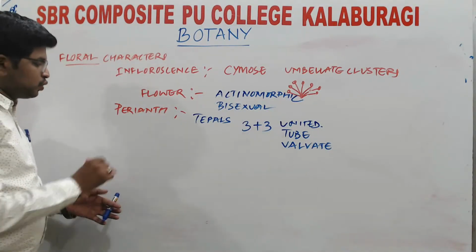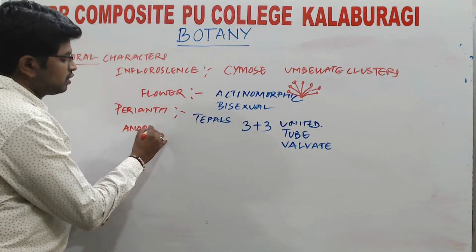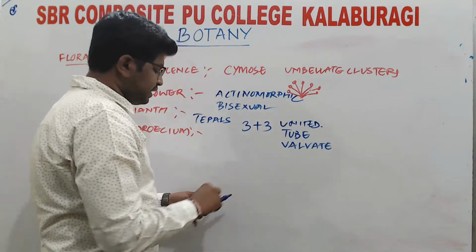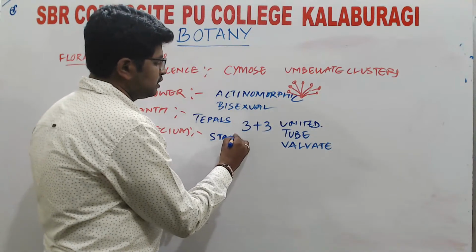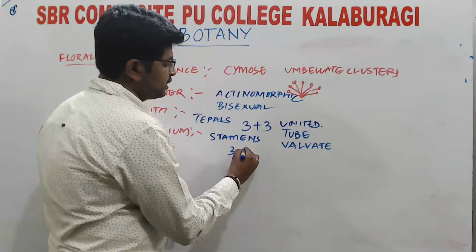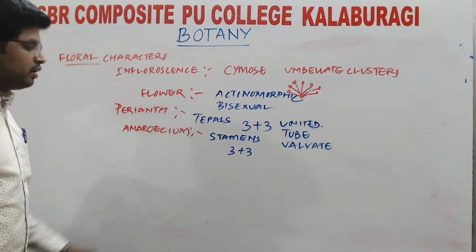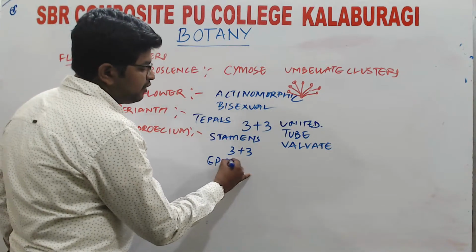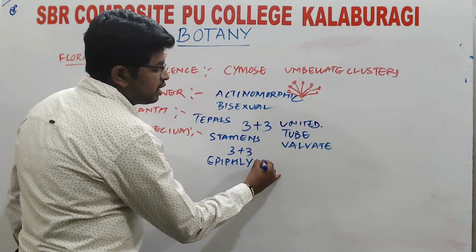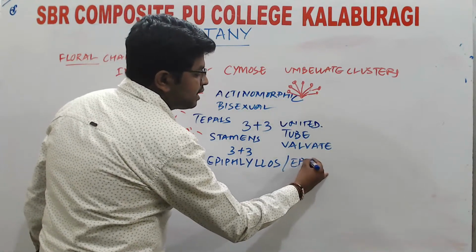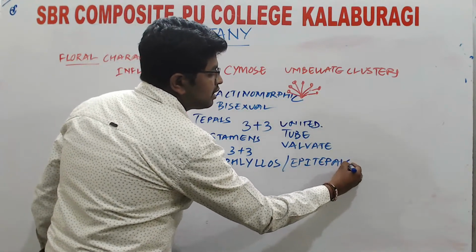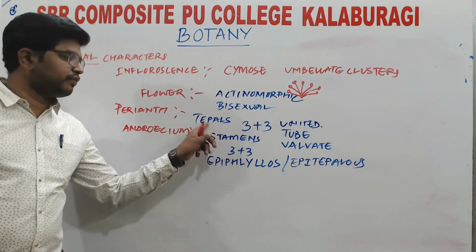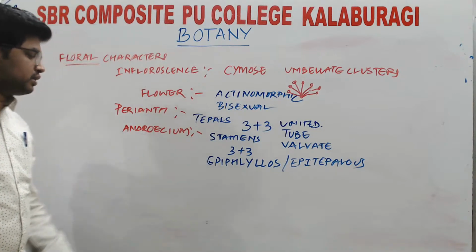Now next is androecium. In the androecium you will see 6 stamens, 3+3 condition, arranged in two whorls. Here the androecium shows fusion with the tepals, so you will name it epiphyllous or epitepalous, meaning the androecium shows adhesion, fusion, with the tepals.